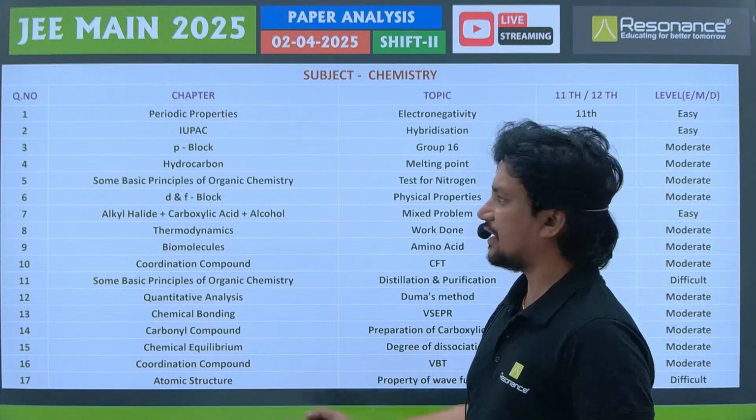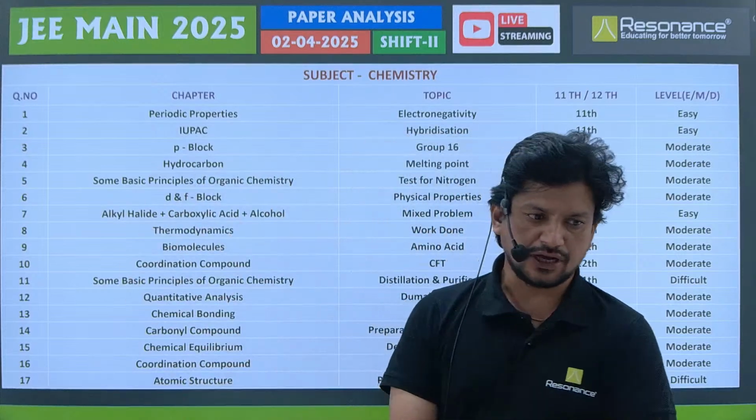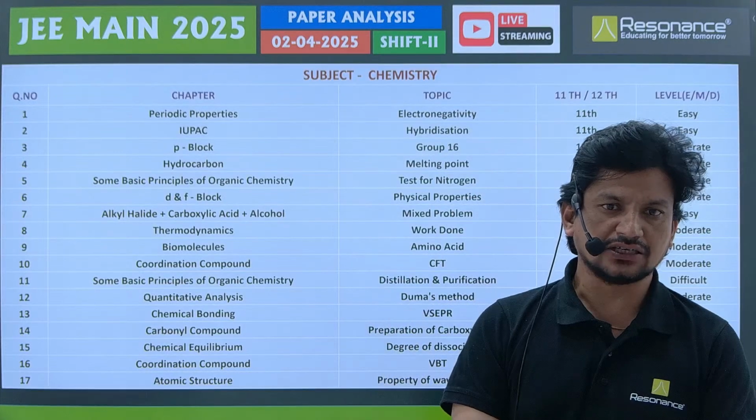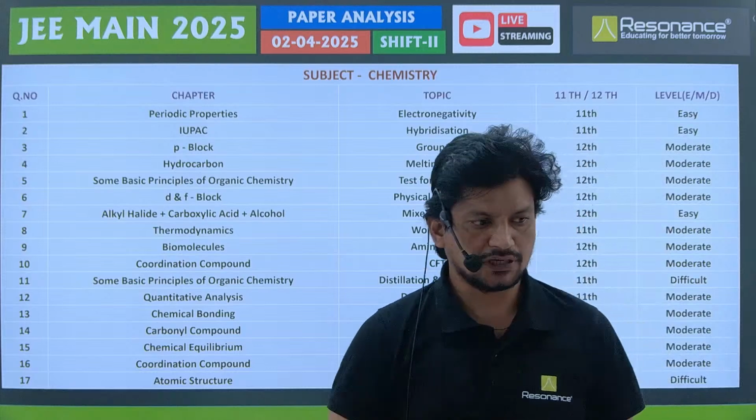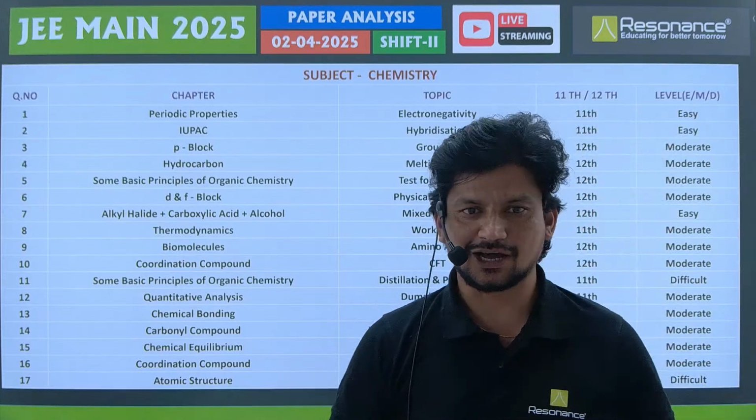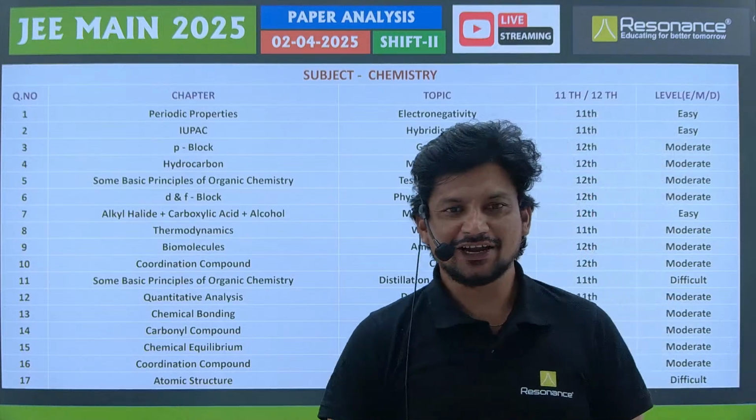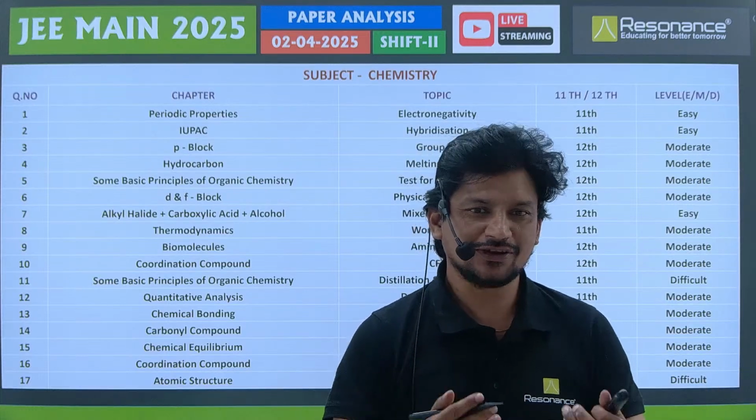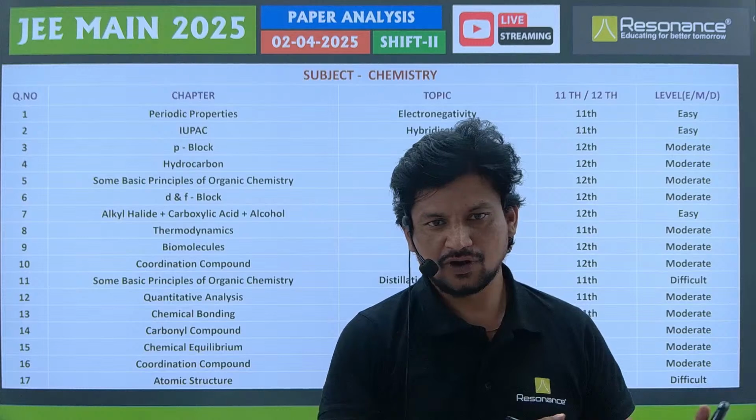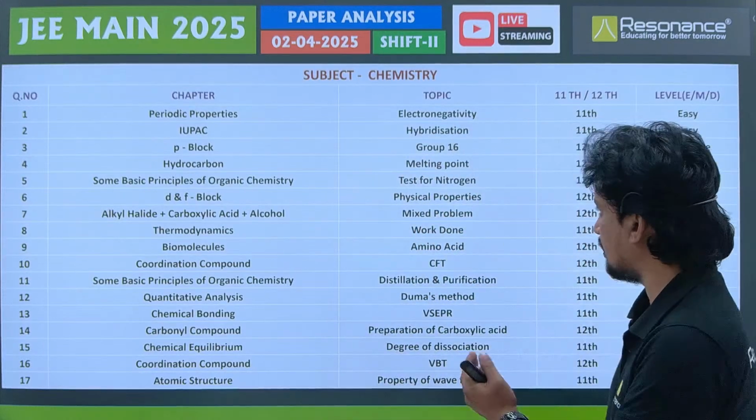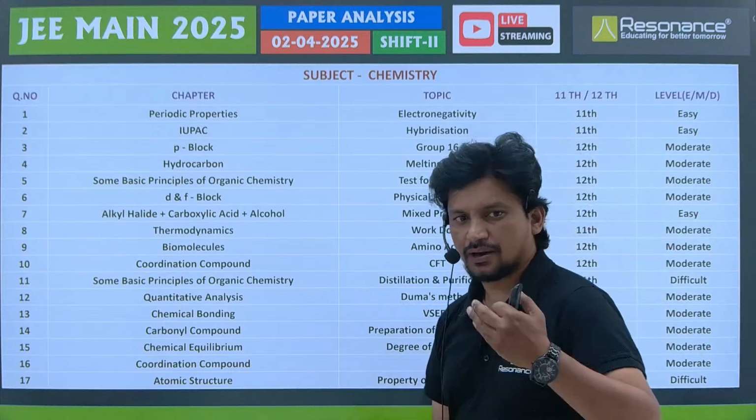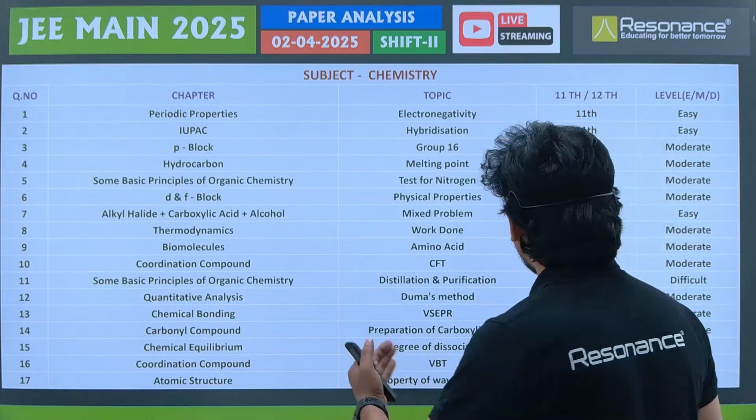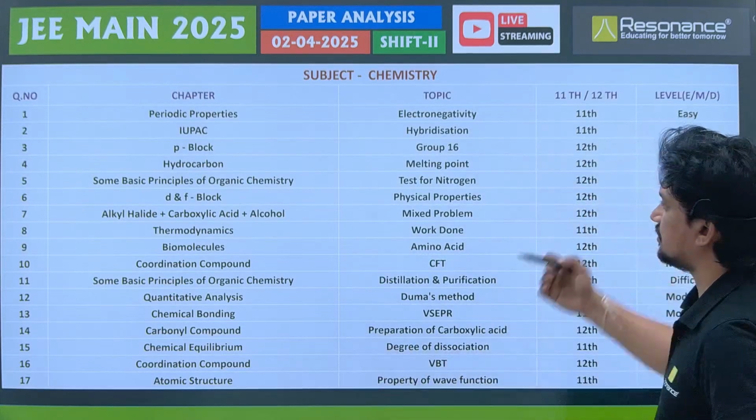And they gave the next question, IUPAC nomenclature. From the IUPAC nomenclature, they gave one compound's IUPAC name and asked for the hybridization: number of sp carbons, number of sp2 carbons, number of sp3 carbons. For that, first you have to know how to write the structure of the compound. Then we can work out the hybridizations. We can easily do this; this is also a very easy question.